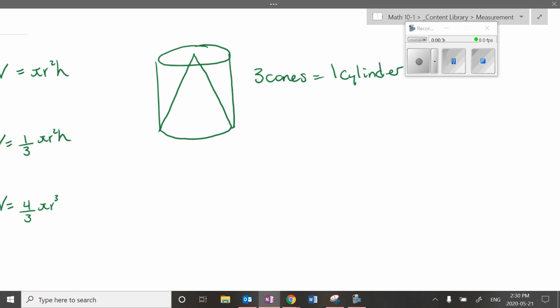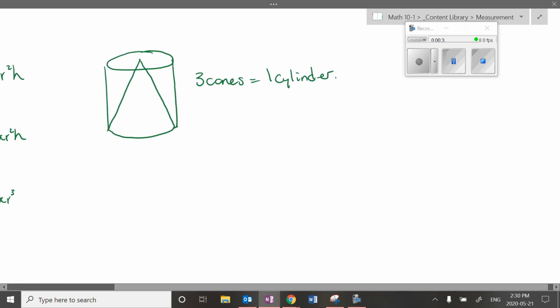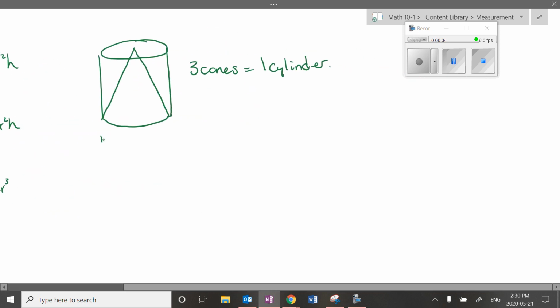In order to make this proof, let's make a couple things similar to make our lives a little bit easier. So this would be my radius of both that cone and the cylinder. This is going to be the height of both my cylinder and my cone as well.